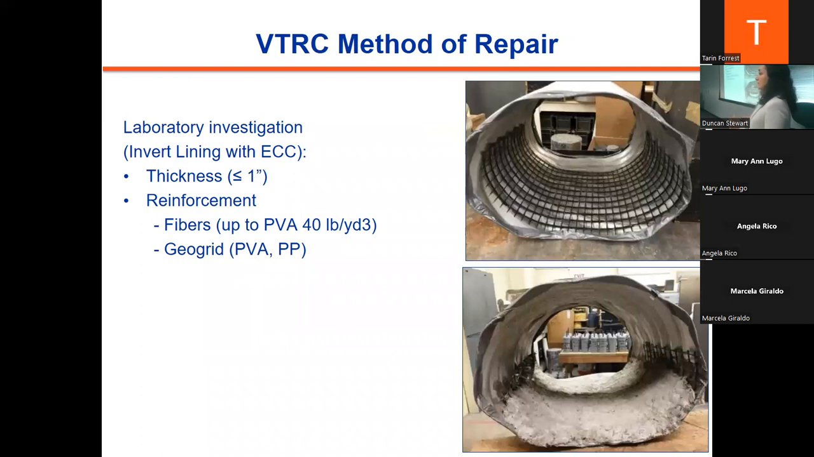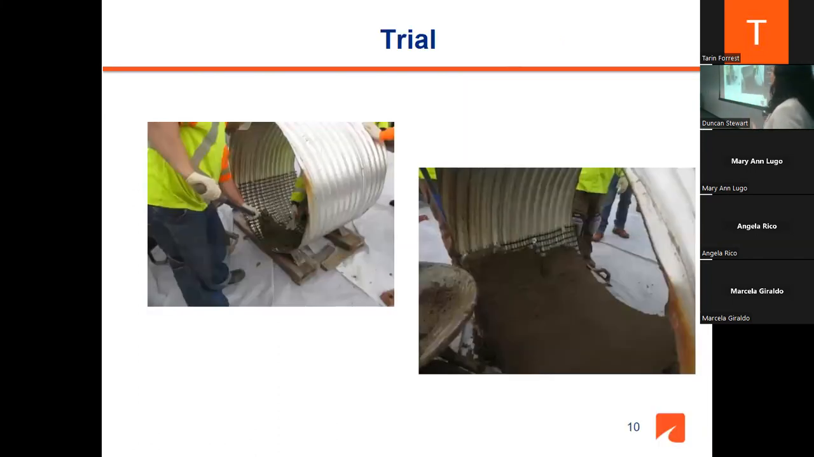For the first investigation, we did some demos in our lab, and we prepared the ECCs. For the reinforcement, we put geogrids in the invert of the culvert, and we poured the ECC. We took samples, and we saw that the flexural and tensile strengths are very high and good. So we had so many little tight cracks, and we decided to try it one more time in one of the districts, and again we had good results.